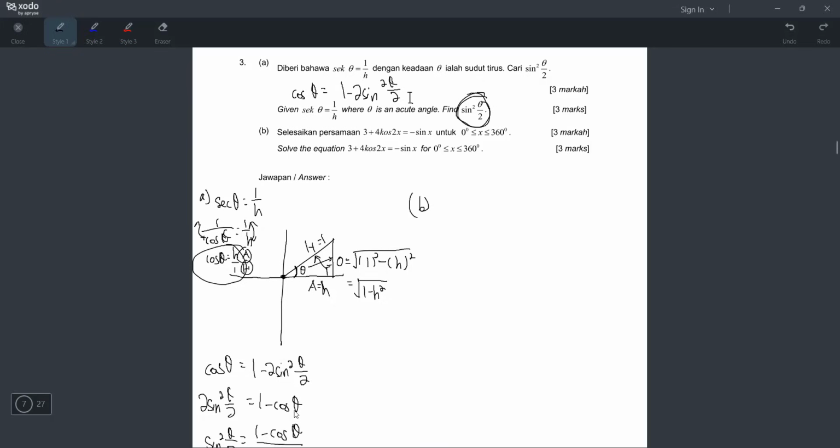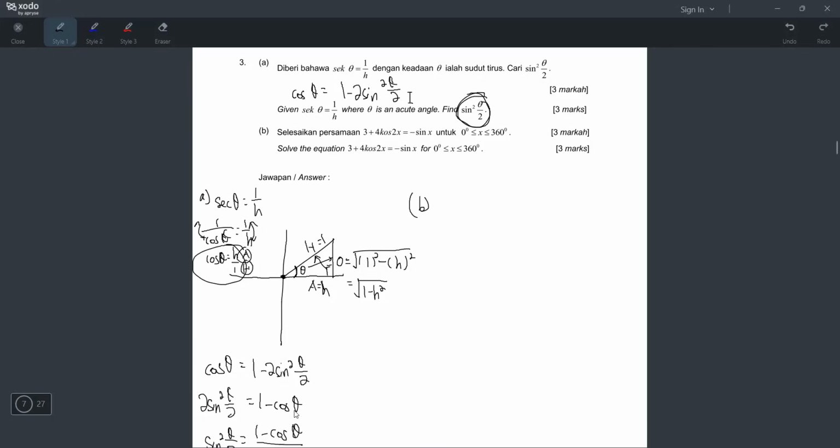For B, you just have to solve this equation, and then determine whether it's a normal case or a special case. If it's a normal case, you use the calculator. For a special case, you have to memorize it. Do you remember what the special case is? Special case is when your sine, cos, or tangent equals 0, 1, or -1.